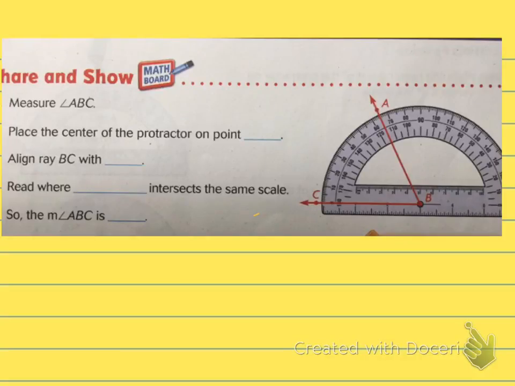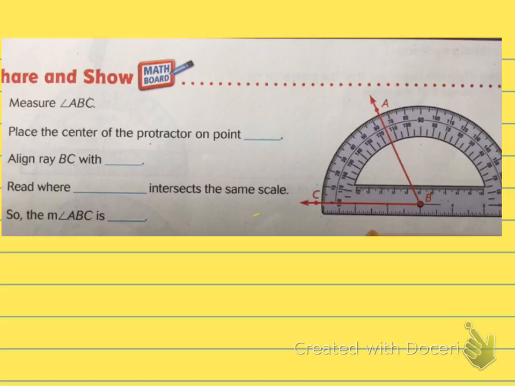All right, boys and girls, let's try it. Taking a look at the protractor on the right, let's see if we can answer the questions. First of all, you're going to measure the angle ABC. First thing I want you to notice is, does the angle ABC open to the left or open to the right? Okay, you're right, it opens to the left.